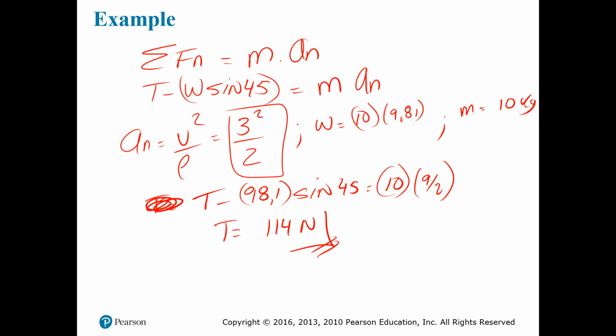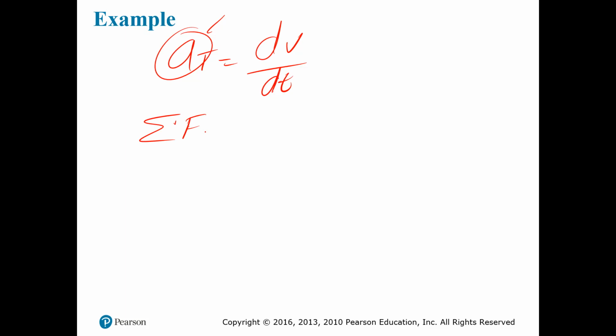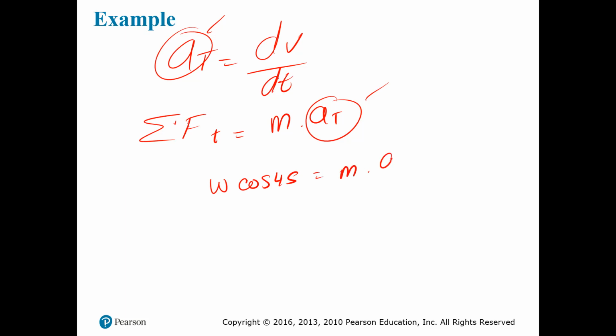And now they are asking me the change in speed. Well, that's very simple, because the tangential acceleration is defined as the change of the speed, which is what I need. If I do the sum of forces in the tangential direction, I might get what I need. The sum of forces in the tangential coordinates equals the mass times the tangential acceleration. So if I do this, the only thing I have is the weight multiplied by the cosine of 45, and this equals m a_t.